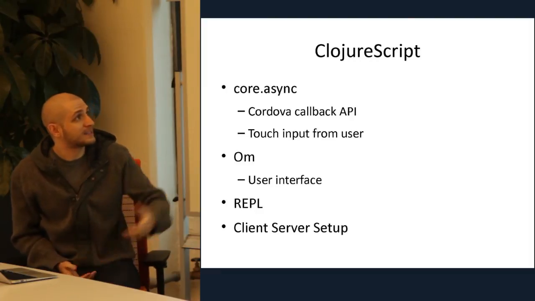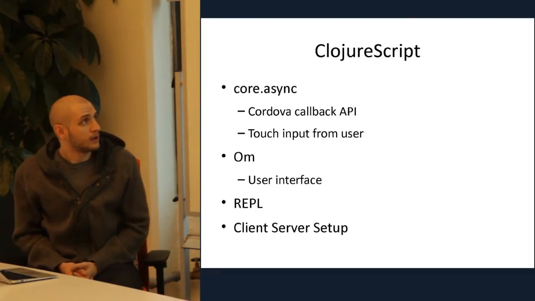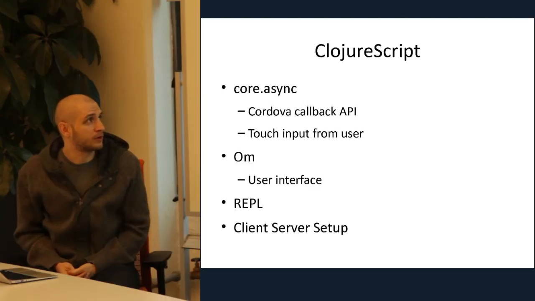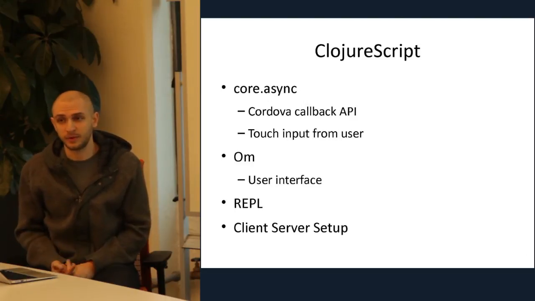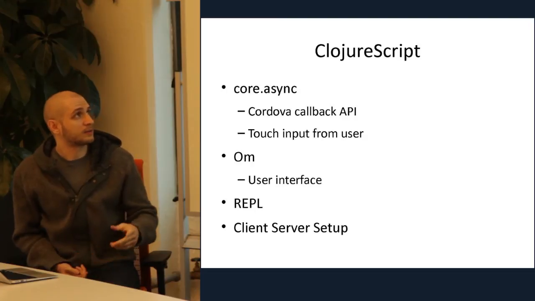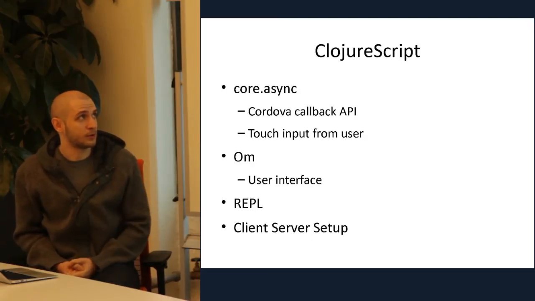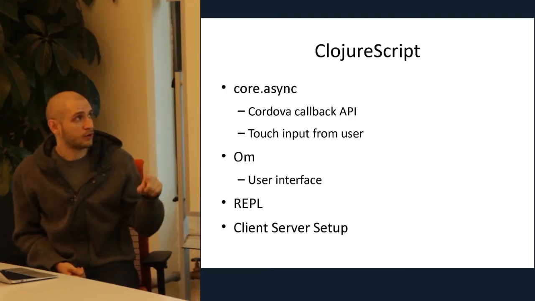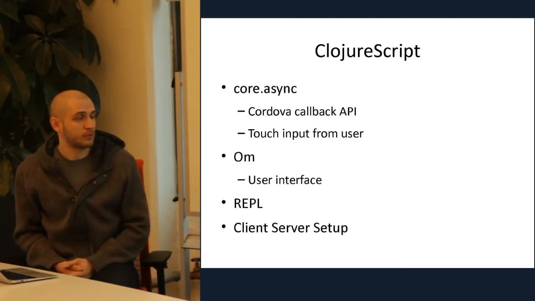So core.async is a huge help with handling, first of all, these APIs. The Cordova APIs are callback APIs. With core.async, this was one of the things I wanted to learn, and I used this project to get familiar with core.async. It's really helpful in handling the callback APIs. And also, when you're getting the touch input from the user, it's very helpful for doing that.